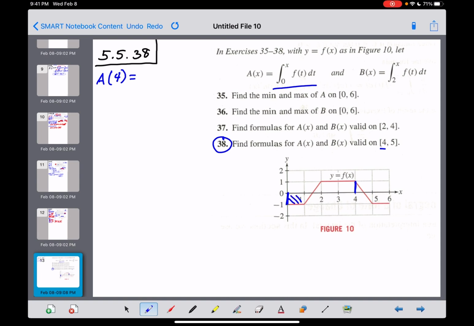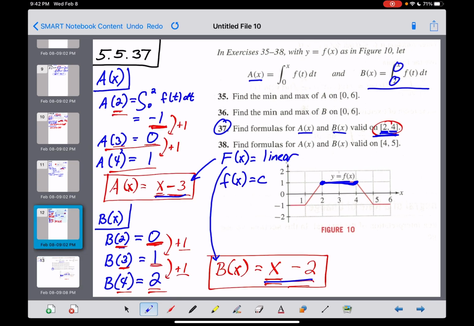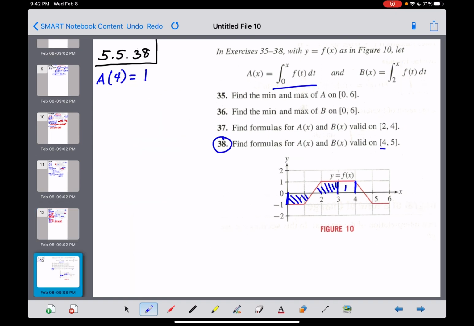Well, what I see here is that this region and this region just wipe each other out. That would just be 0, and then we would just add the 1 there at the end of that. A of 4 would be 1. And I think I found that already right here on problem 37, so that's maybe not surprising. I'm tempted now to jump to a of 5.